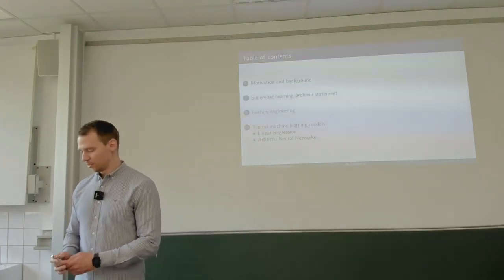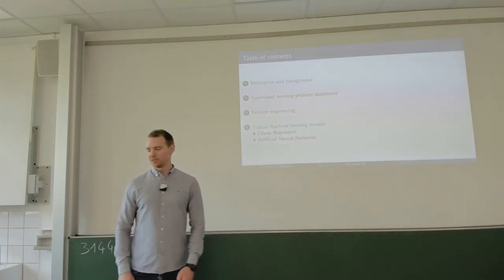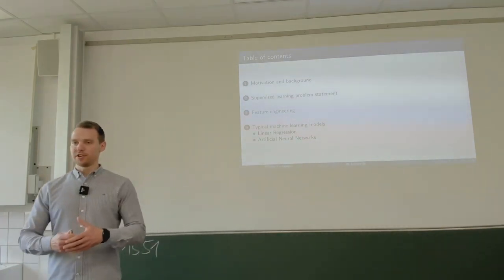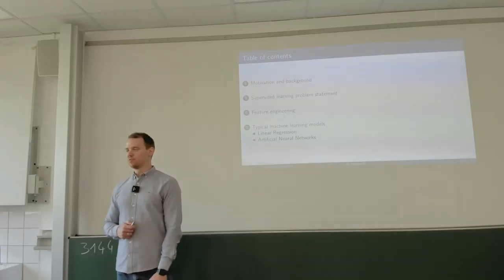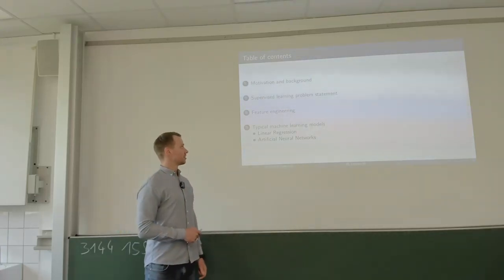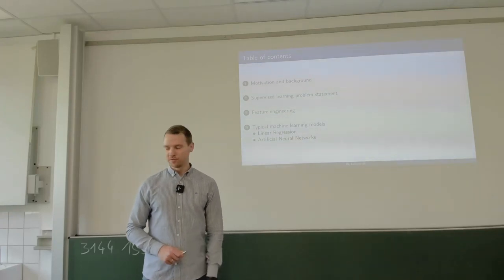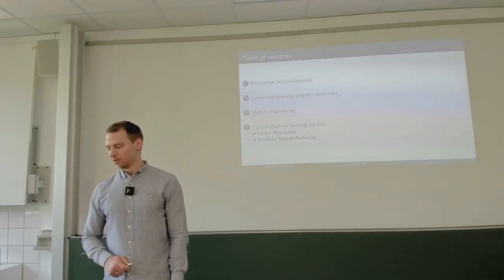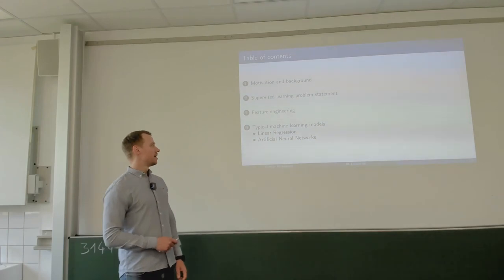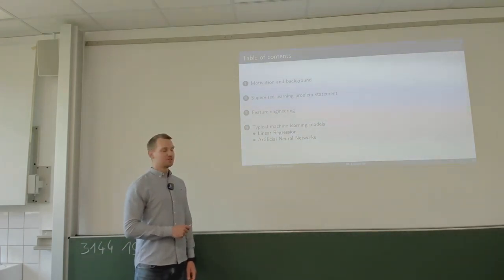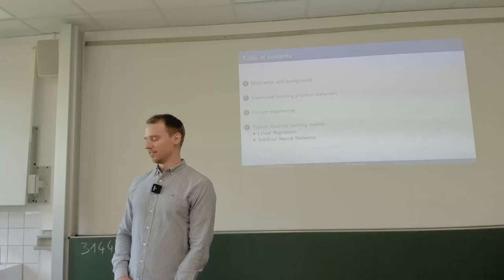We will start with the motivation and background, as usual, for supervised learning, then the problem statement of supervised learning, what the difference to reinforcement learning is, and how we can merge them together. After that, how can we improve machine learning models that build upon supervised learning, especially through feature engineering. This is only one lever, or one degree of freedom, on which we can improve supervised learning, but it is one of the most crucial ones. So I think it's very important that we talk about that today. And last but not least, we will talk about two very typical models in machine learning in general: linear regression and artificial neural networks.